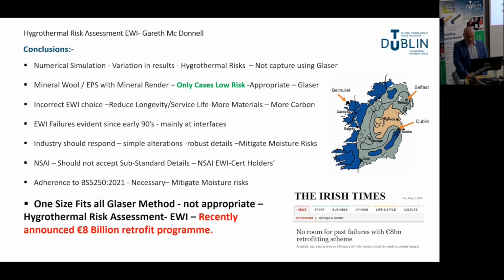The NSAI should not accept substandard details from NSAI Agrément certificate holders, and adherence to BS 5250:2021 going forward is absolutely necessary to mitigate future moisture risks, as the one-size-fits-all Glaser method is not appropriate for hygrothermal risk assessment in EWI to guide the recently announced state-funded 8 billion retrofit programme.